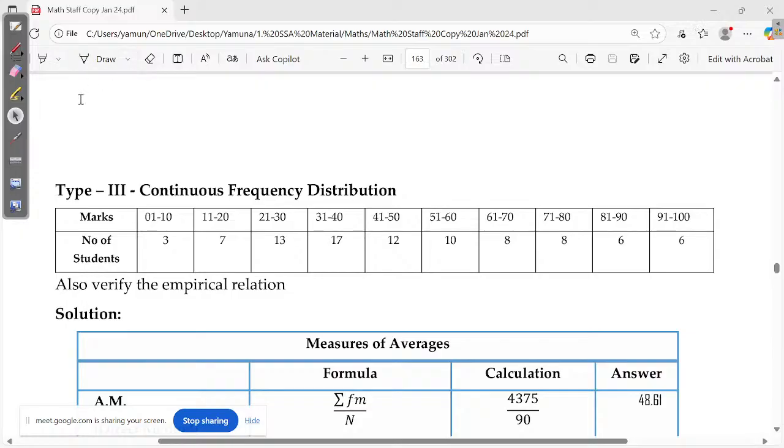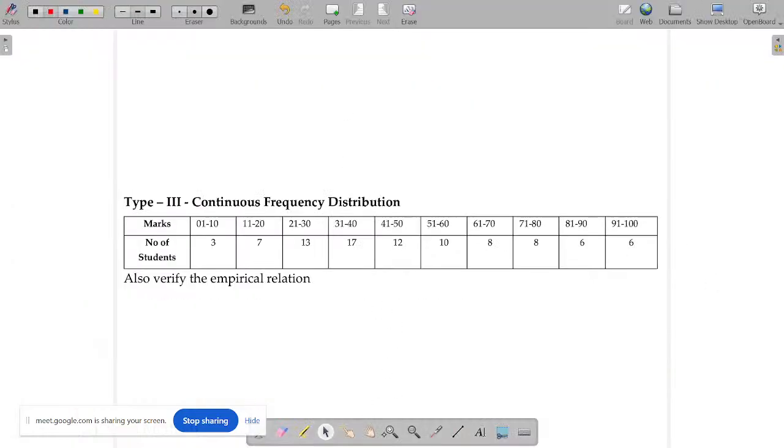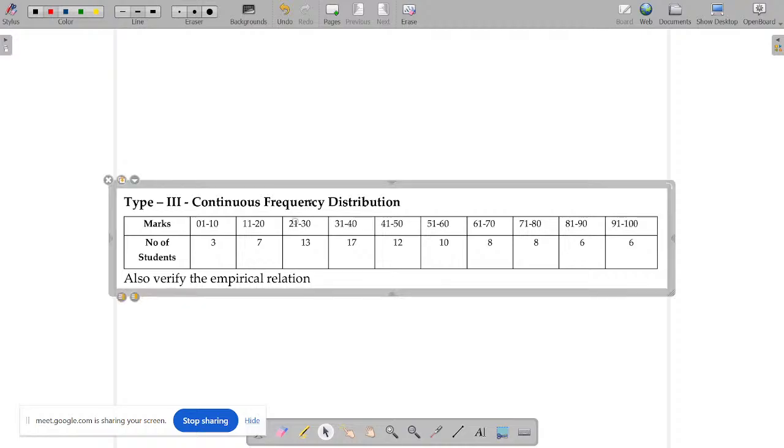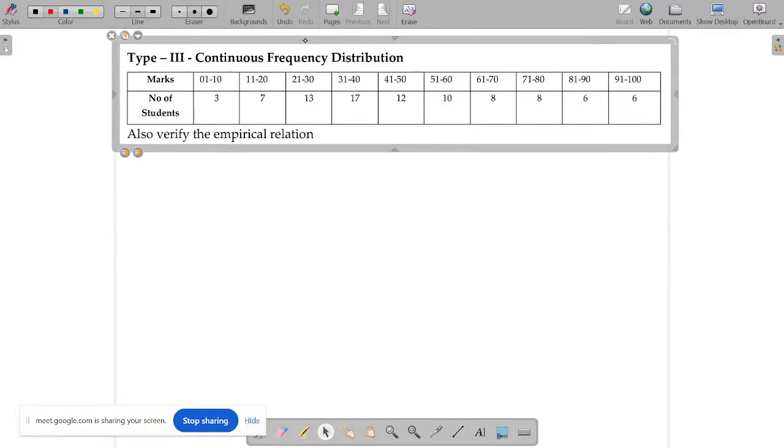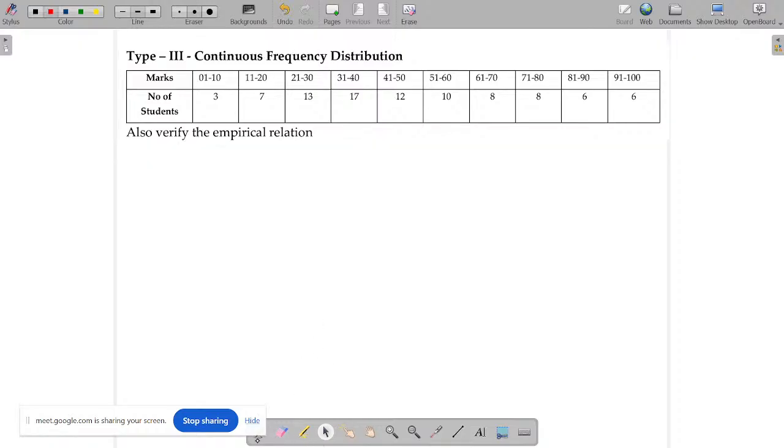Type 3 problem. Please try to understand the problem first. Already we were discussing individual and discrete in detail. And whenever we were discussing both the problems, we were also saying that continuous will be something like grouping, in terms of class interval. Okay. What happens here is, probably, what is the lowest mark here?